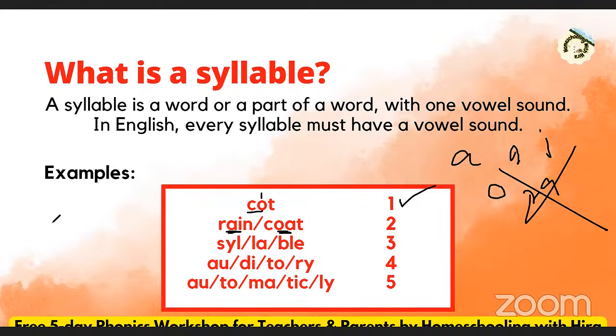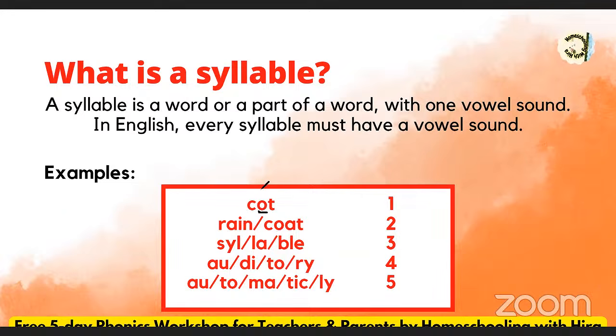Remember this. In syllables, we count the vowel sounds. Here it is one sound. Okay, here it is also one sound. And this is the second. Raincoat, two syllable word. The word syllable, first vowel, second vowel, and this is a silent vowel.